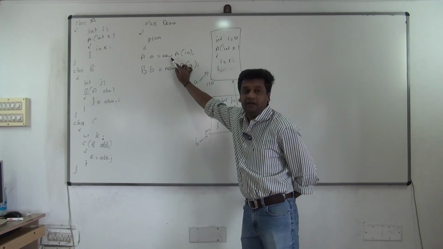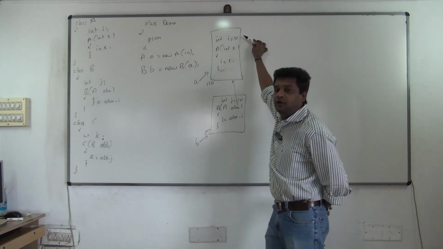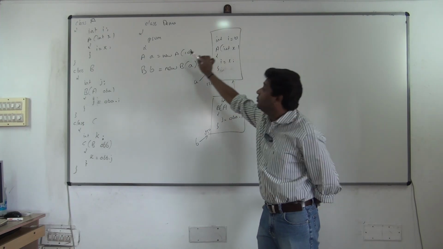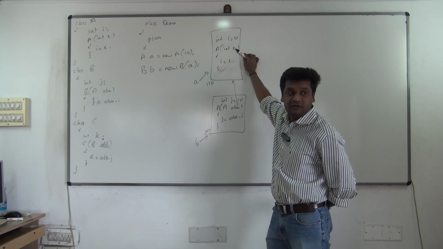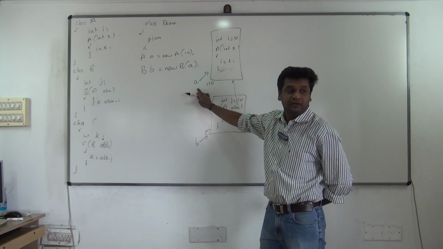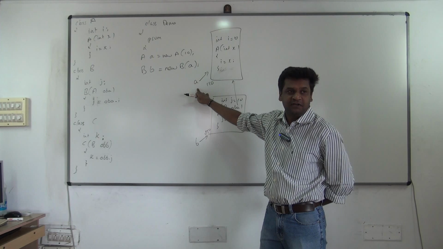Are you following now? A a is equal to new A. First what happened? New memory for A got allocated and the constructor gets executed. Value of 10 is given to x. Yes or no? And the value of x is given to i. The address of A is given to the variable a. The address of this object is given to the variable.